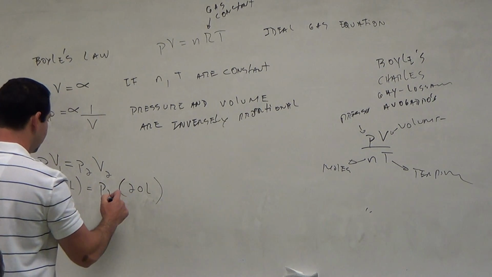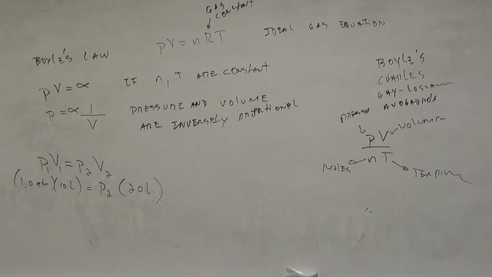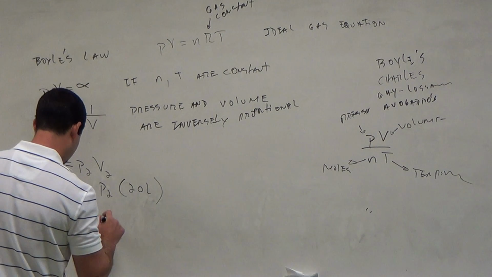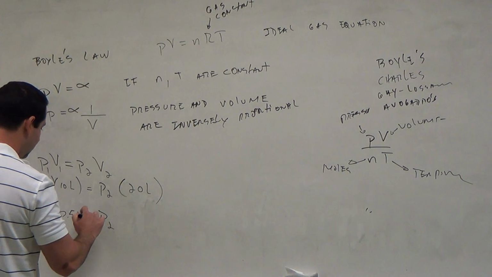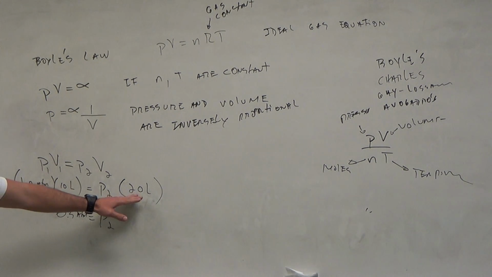liters. Yes? And I increase this volume to 20 liters. What did I do to the pressure? Divide by 20 liters. Now you can use your calculator, okay? Don't try to act all smart, multiplying in your head. How much is it? 0.5 atm.